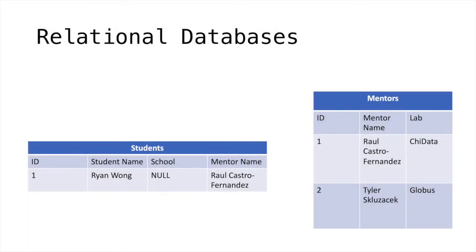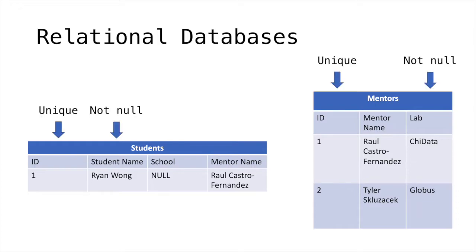Relational databases are a popular way to store related data into tables and columns. You can place constraints on columns such as unique or not null constraints, and you can create relationships between data in different tables. In this diagram, the mentor name column in the students table is related to the mentor name column in the mentors table. These constraints and relationships give databases integrity and make them a versatile and reliable method for storing data.